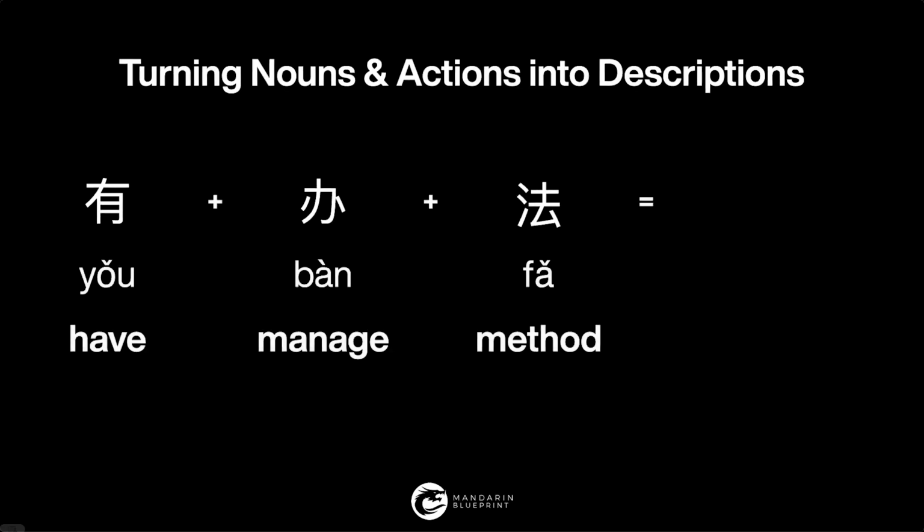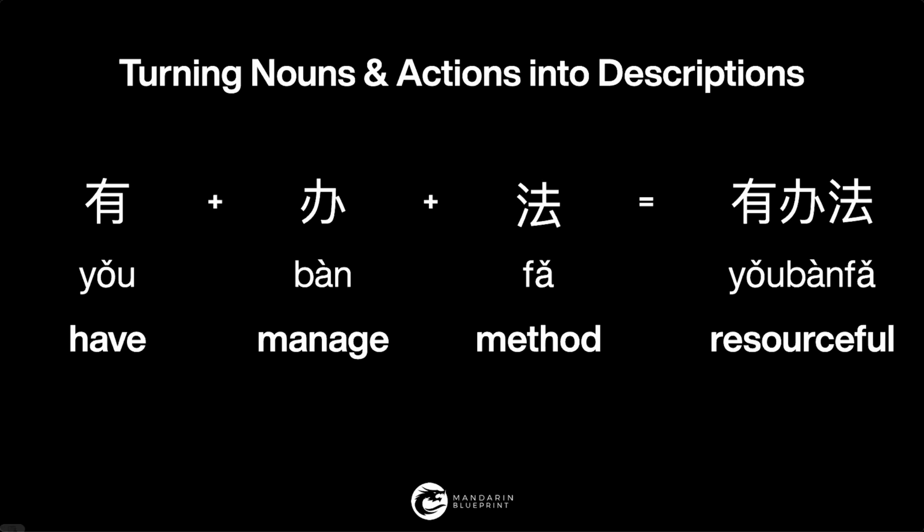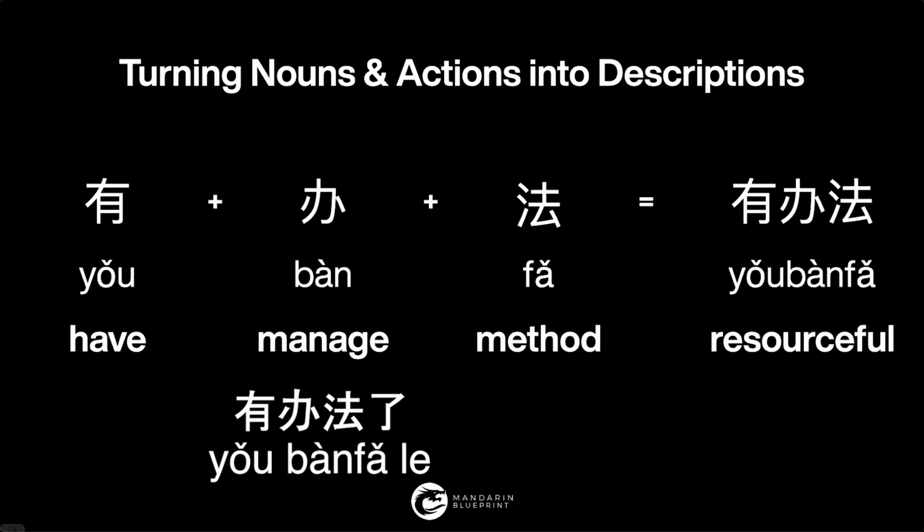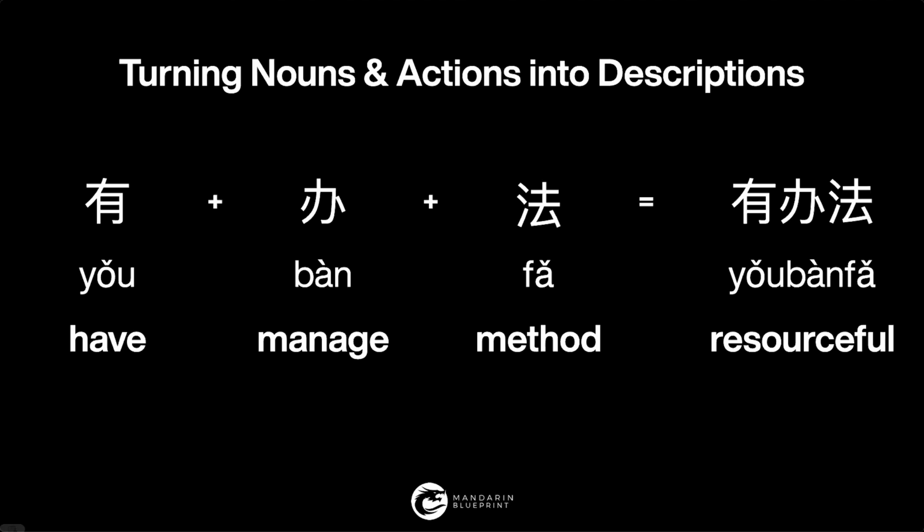I like this one. 有办法. Right? So 办法 is a method. It's like your way of doing things, right? And 有办法, first of all, it can mean I have a method, or it can mean resourceful. So if I said 有办法了, that would mean I have a method now. That would mean, oh, I figured out an idea of how to deal with this. Right? I have a method of dealing with this.